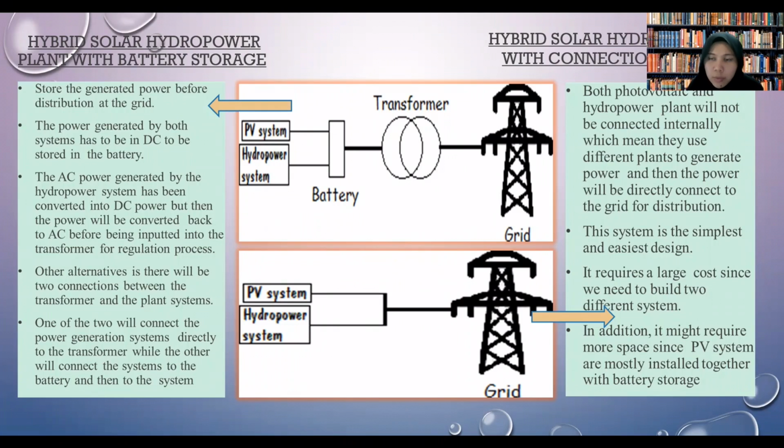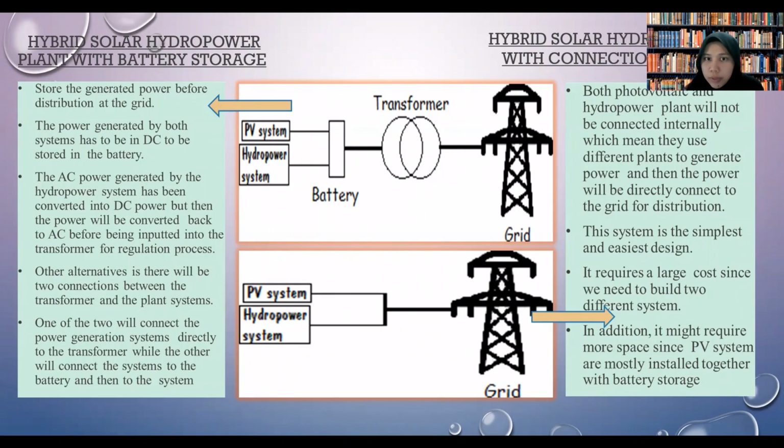One of the two will connect the power generation system directly to the transformer, while the other will connect the system to the battery and then to the transformer. By applying this combination, we can either use the power generated directly or store it for future use.